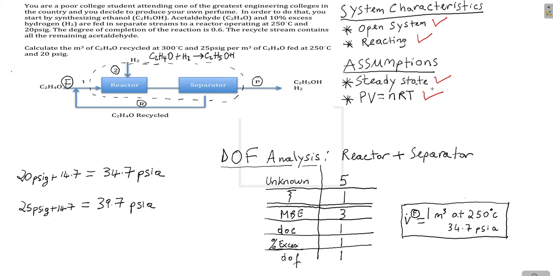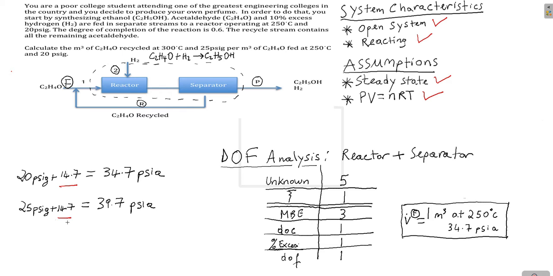Next, one thing you should notice is that the pressures given in the problem are gauge pressures. So we need to add atmospheric pressure, which is 14.7 psia, to the relative pressures in order to find the absolute pressures. We are being asked in this problem to find the cubic meters of C2H4O recycled per cubic meter of C2H4O fed. So let's start by performing our degree of freedom analysis around the reactor and the separator.